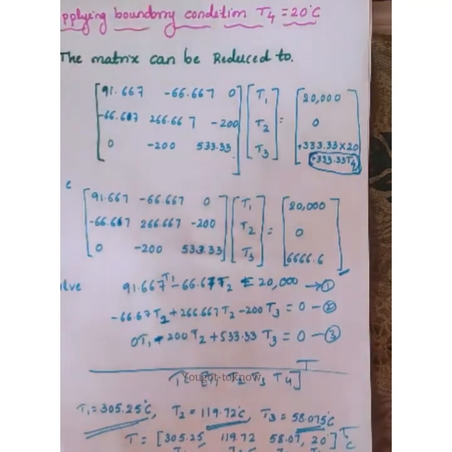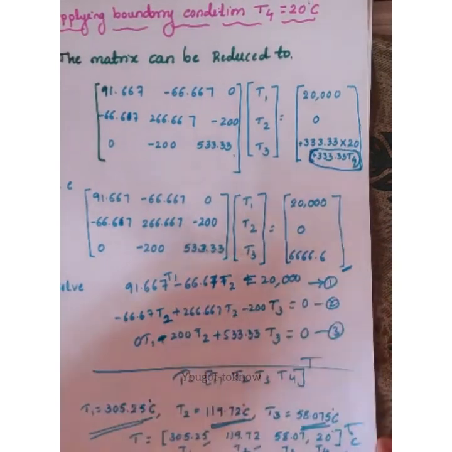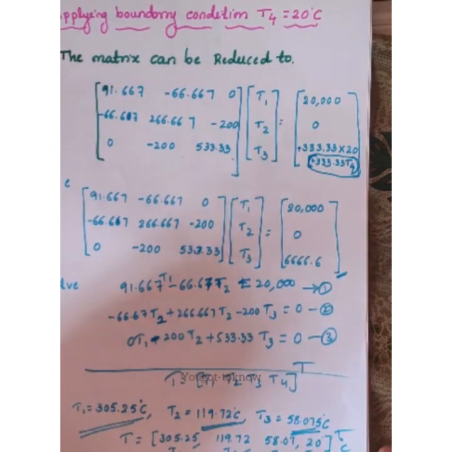This is how to solve your problem when there are three composites, that means a three-layer composite wall. The composite wall is made up of three materials: K1, K2 and K3. Thank you.